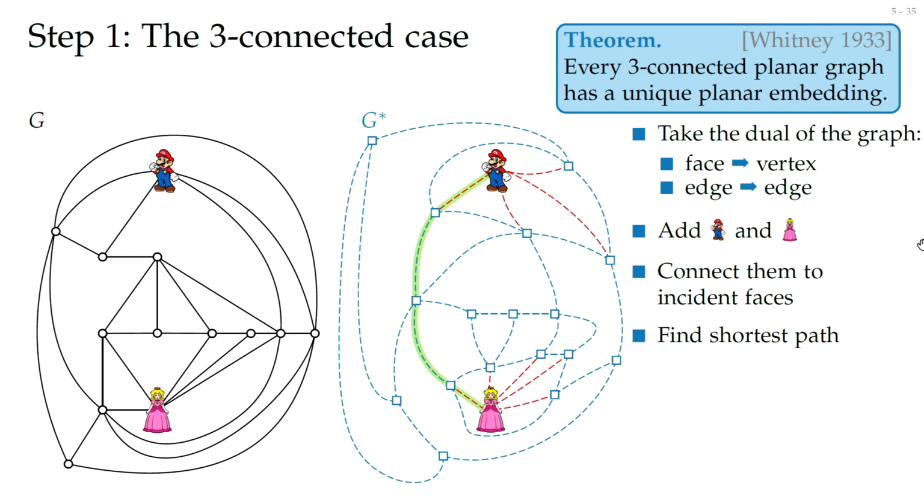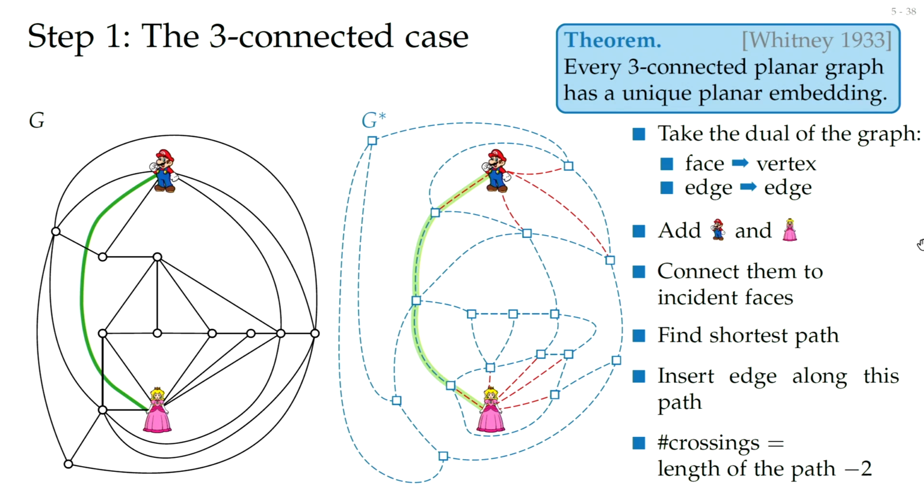So the path starts with Mario. It goes to this face, so we go here. Then it goes to this face, we go here. It goes to this face, we go here. And then to Peach, and then we have it. And the nice thing is, if we count the number of crossings we now have on this path, that's just the length of this path here minus 2.